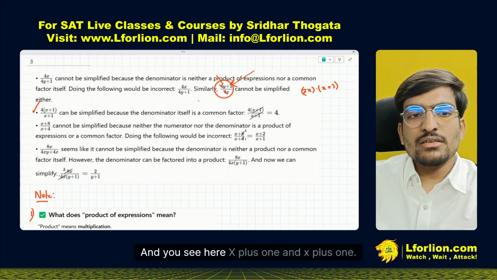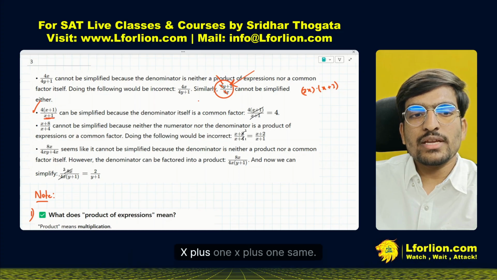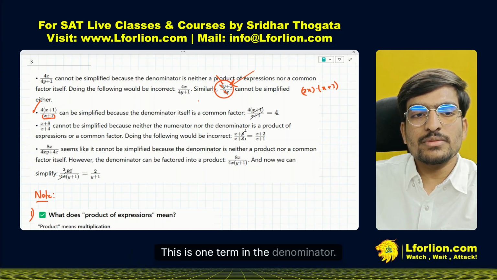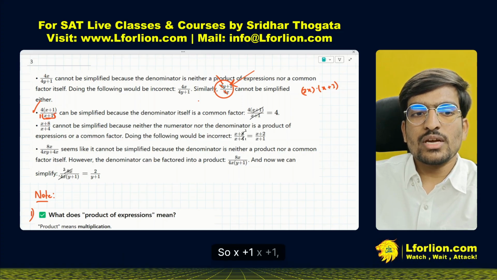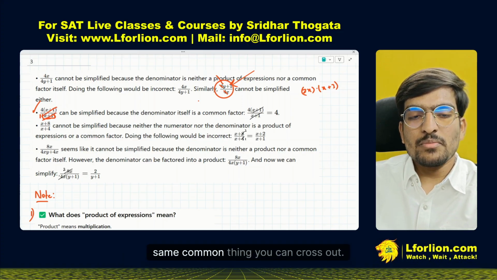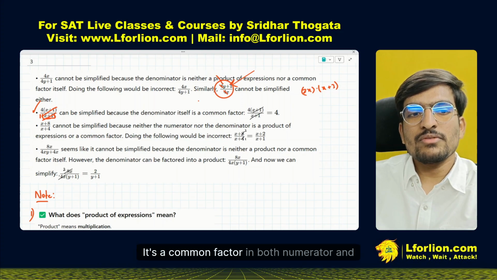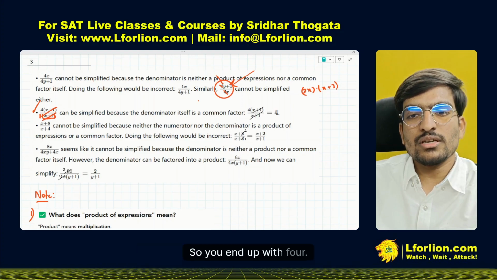And you see here 4x plus 1 and x plus 1. x plus 1 is the same. This is one term in the denominator. If you just put a bracket and write 1, it's still the same. So x plus 1, the same common thing, you can cross out. It's a common factor in both numerator and denominator. So you end up with 4.